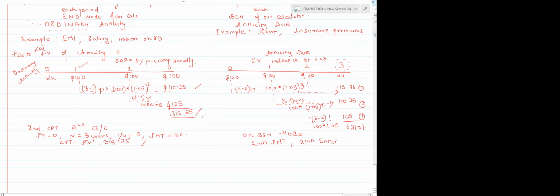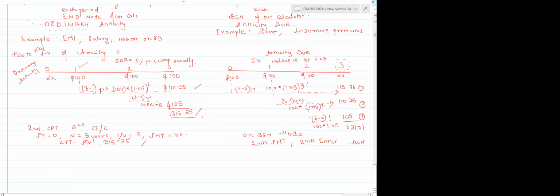Then switch on off your calculator. You will see BGN written on top of your display screen in very small font. Please do this: second PMT, second enter, switch on off. You will see BGN mode written on top of 0 in very small font. Can all of you see the BGN mode written on your calculator, guys?